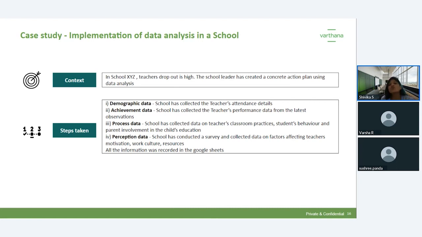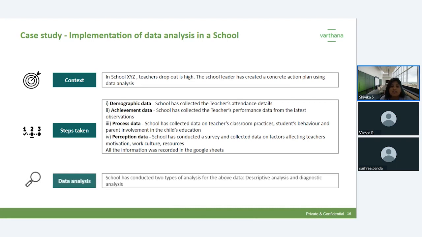So it's important, if you are focusing on one issue, to gather all different sorts of data. This is just an example to ensure what the dropout rate is. Here you can gather this information using a Google sheet. You can input all this data on a Google sheet and analyze it.